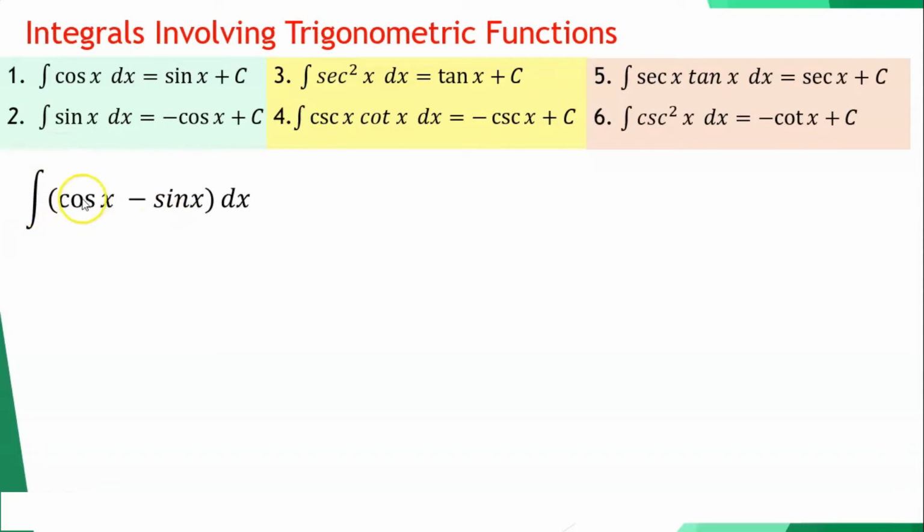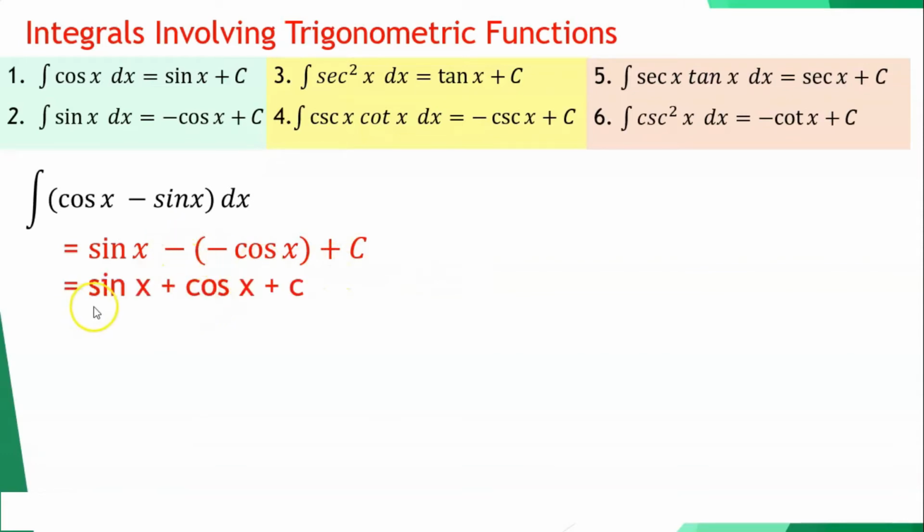What is the integral of cosine x minus sine x dx? So take note, the integral of cosine x is sine x plus c, then minus the integral of sine x is negative cosine x, then of course plus c. So since you can simplify this, the final answer is sine x plus cosine x plus c.